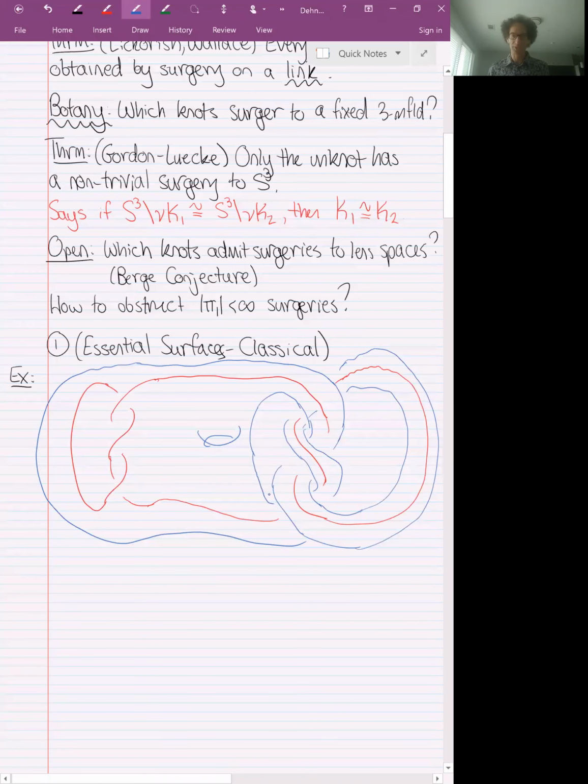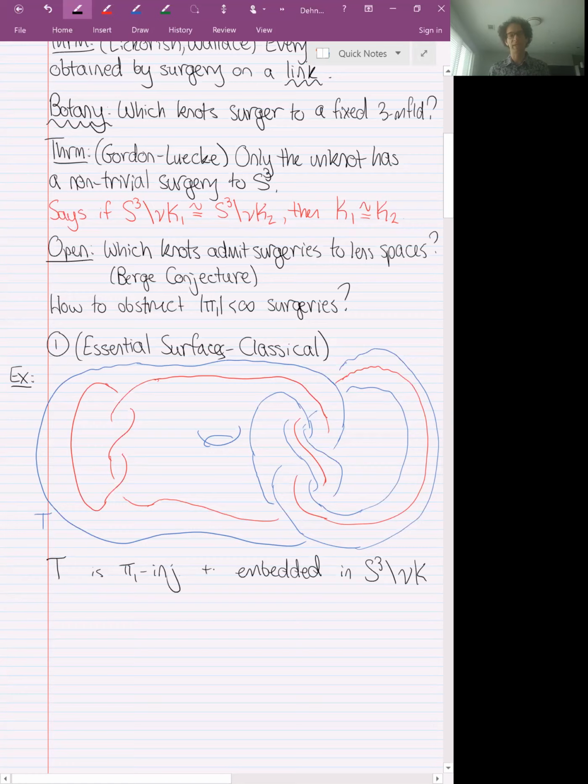So you see this torus now wraps around one side of the knot and engulfs the other. And the key aspect of this torus, let's call it T, is that not only is it an embedded torus in the knot exterior, it doesn't hit the knot at all. But we actually can check that this is pi1 injective.